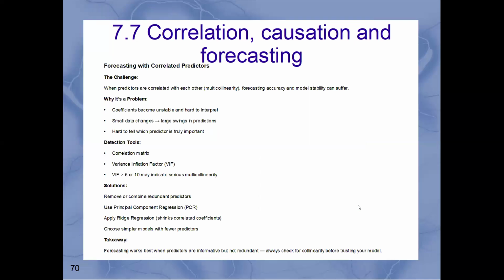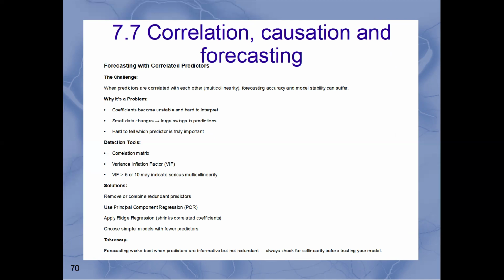So we also want to look at correlation, causation, and forecasting. With forecasting with correlated predictors, the challenge is that when the predictors are correlated with each other, that's called multicollinearity, and then forecasting accuracy and model stability can actually suffer. So why it's a problem is that the coefficients become unstable and hard to interpret. These are the coefficients, the betas we're trying to figure out. Small data changes can cause large swings in predictions, and it's hard to tell which predictor is really important.